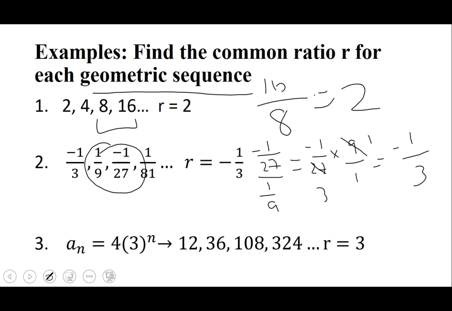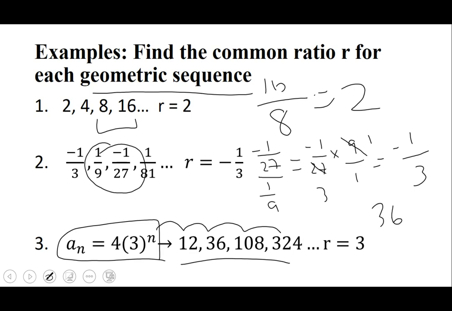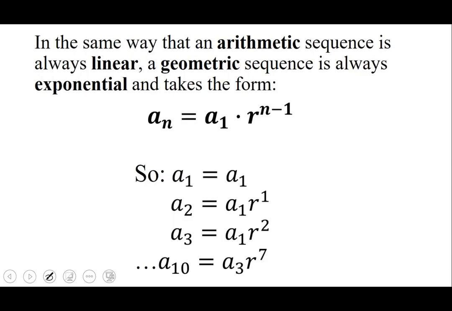And then in number 3, notice that I start by giving you an equation. So you're going to plug in n equals 1, 2, 3, 4, however many you like. That's now going to give you a sequence. And if you were to take any pair of consecutive terms, let's say 36 divided by 12, you should in fact get a common ratio each and every time, which in this case is 3.